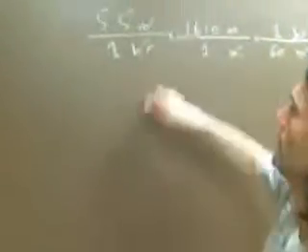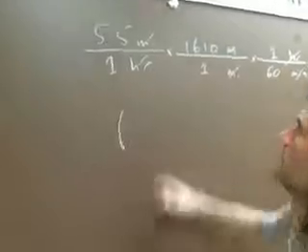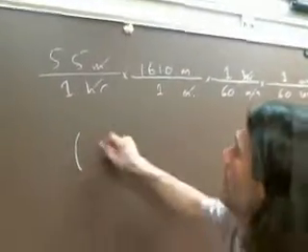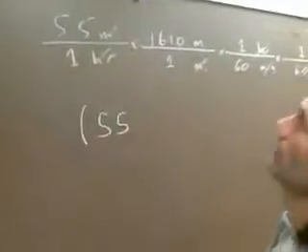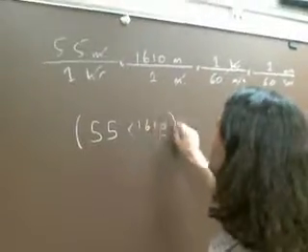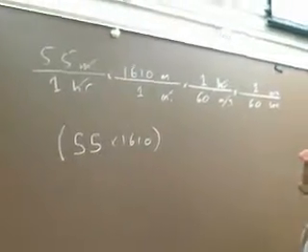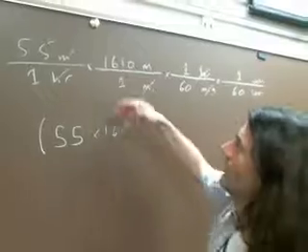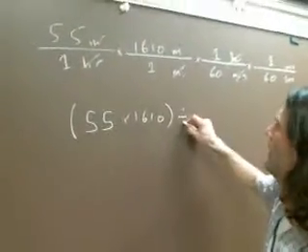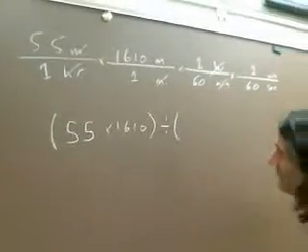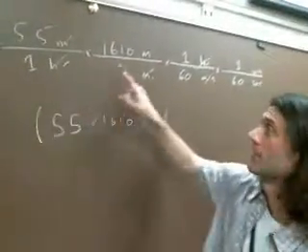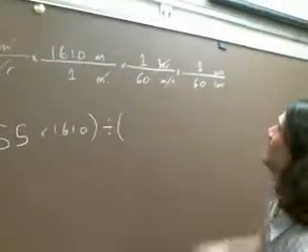The way you do it is open a parenthesis, multiply all of the numerators together. So your English teacher would say it as take the product of all the numerators. So 55 times 1610. There's the product of all the numerators. Close the parenthesis to tell the calculator you're done with the numerator. Then push the divide button and open a second parenthesis, so you're going to tell the calculator what you want it to divide by. 1 times 1 isn't that big a deal. It would be 60 times 60.